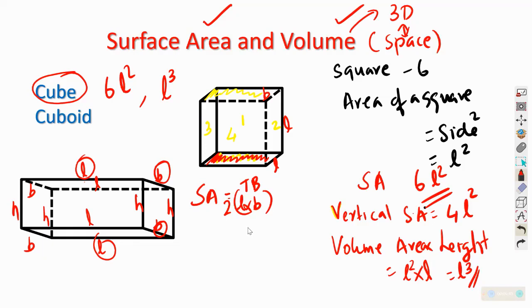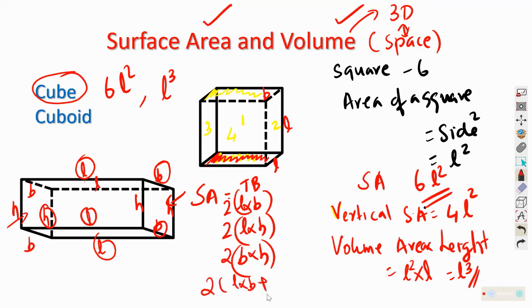And for the front and back, which I can see, I will take the height and length. So I will say 2 into length into height. You have studied about this. Then I have my left and right sides, where you will be writing 2 times b into h. So when we add all these, that means 2 into length into breadth plus length into height plus breadth into height will give you the total surface area of this particular cuboid.